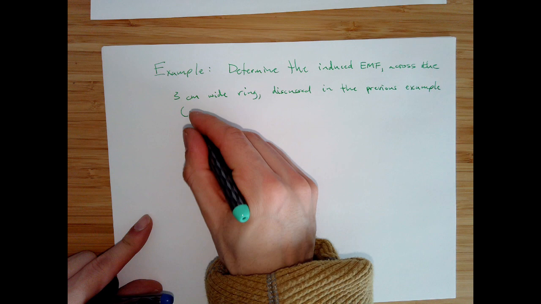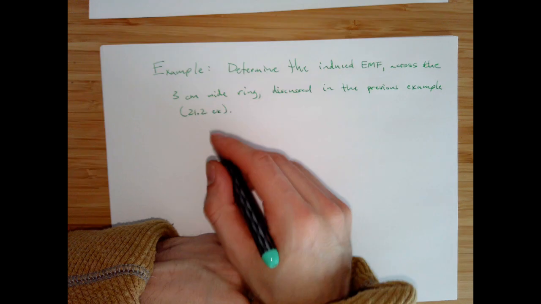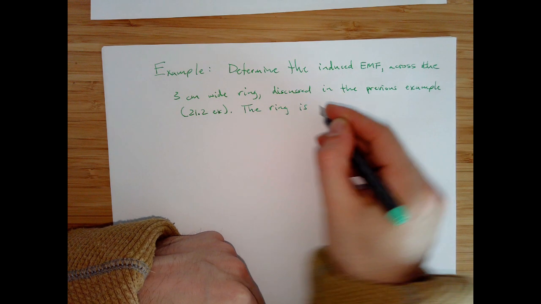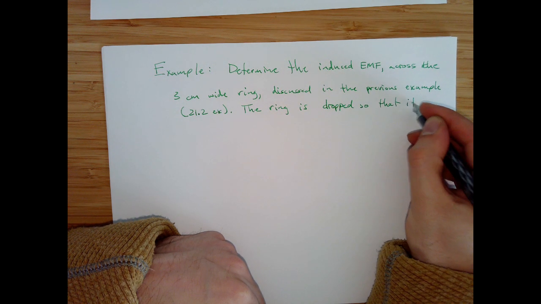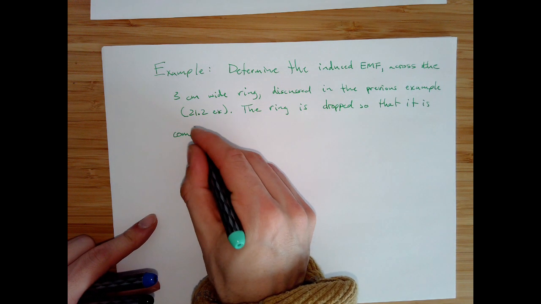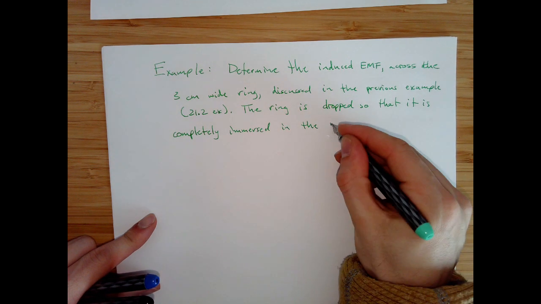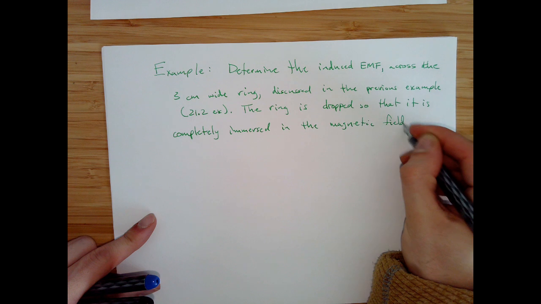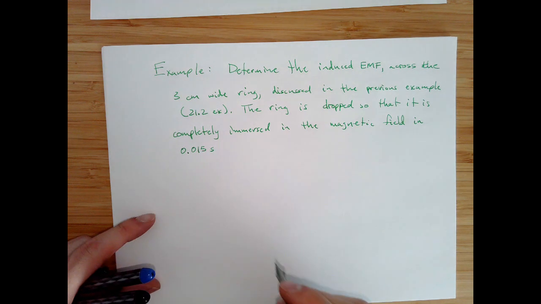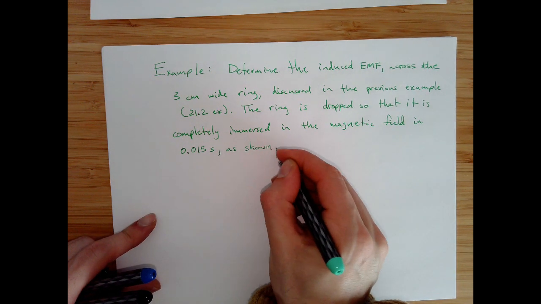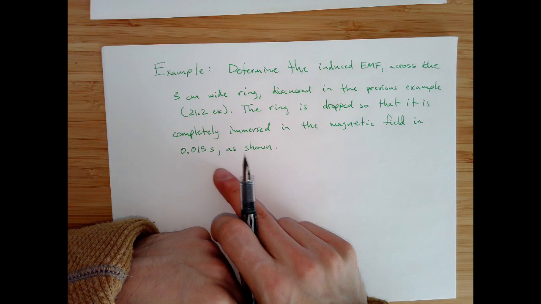And this was a 21.2 example. And so we'll be given that the ring is dropped so that it is completely immersed in the magnetic field in 0.015 second, as shown, because my examples always rely on some sort of picture.